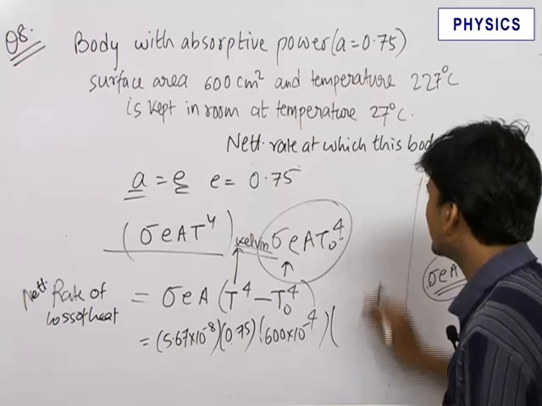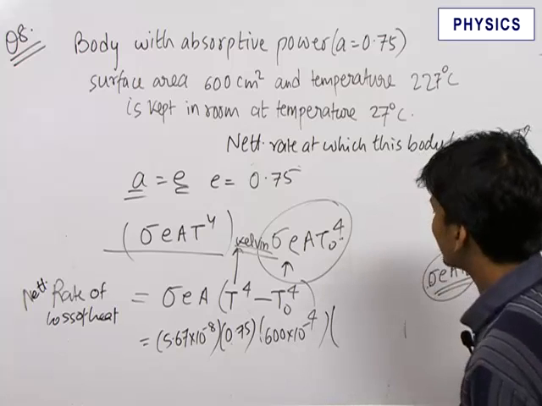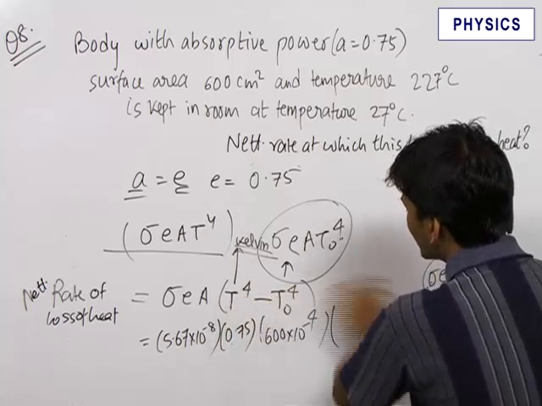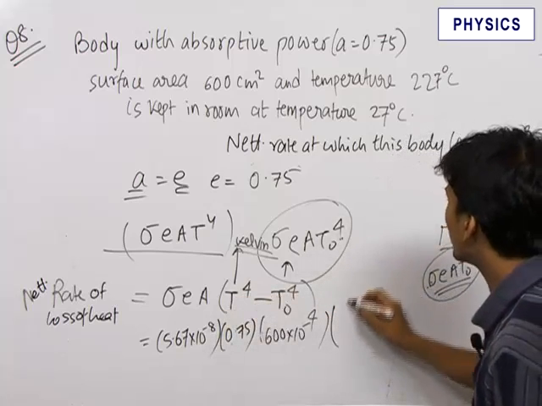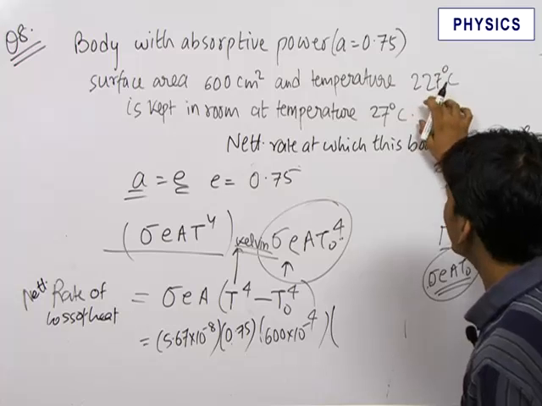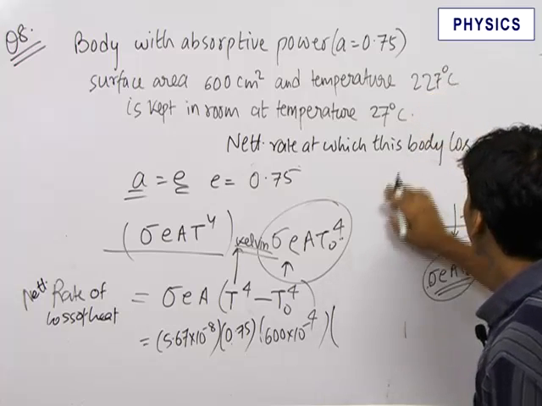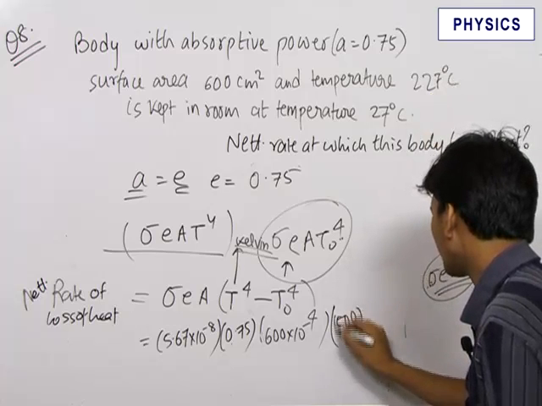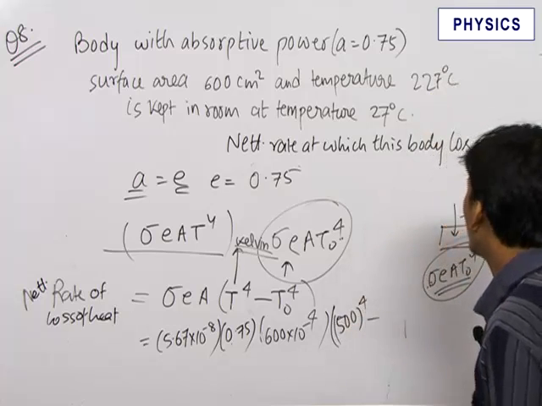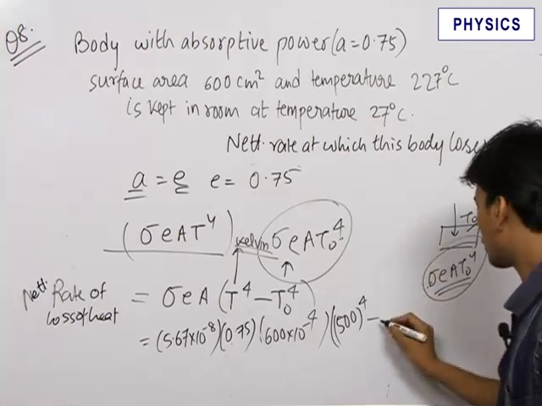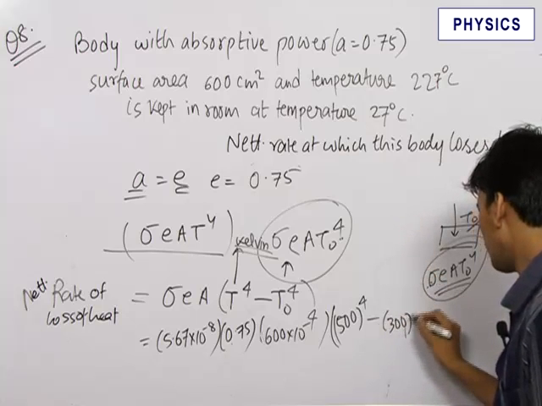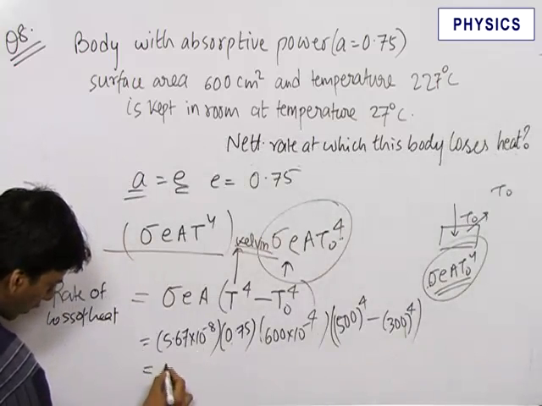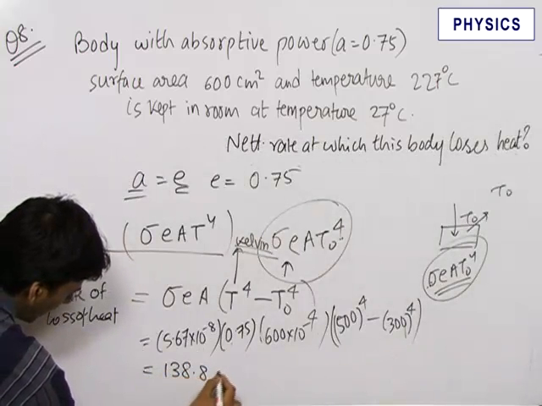And the change in temperature, we write it in kelvins. So this is not the change in temperature, this is T to the power 4 minus T naught to the power 4. Therefore, this is equal to 273 plus 227, that comes out to be equal to 500 to the power 4 minus 300 to the power 4. So the final answer comes out to be equal to 138.8 watts.